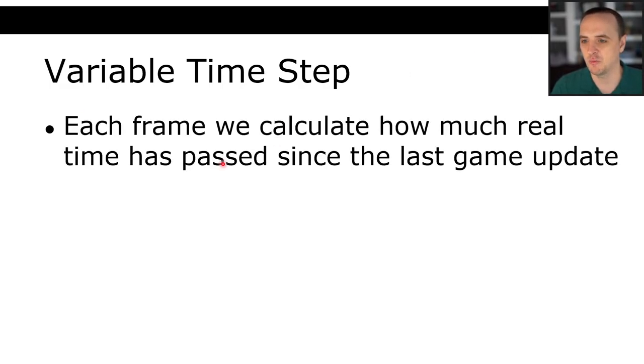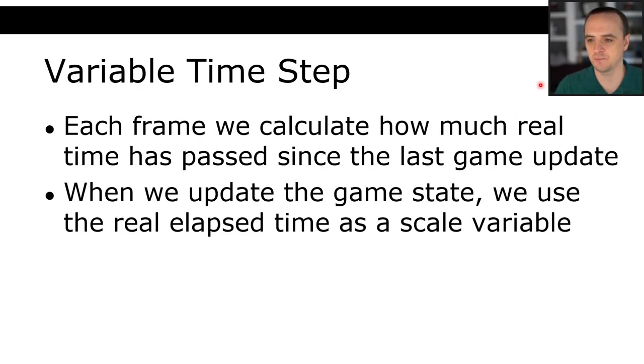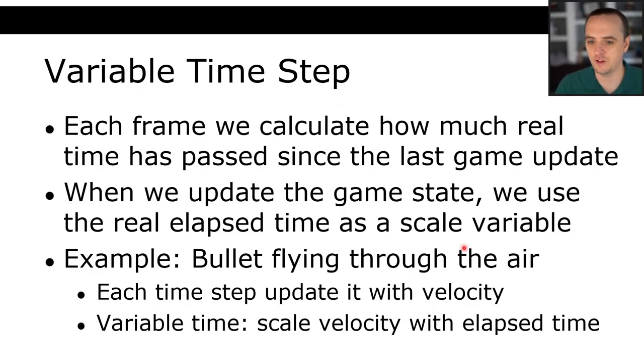So each frame, we're going to calculate how much real time, like actual universe computation time, has passed since the last game update. And when we update the game state, we use the real elapsed time as a scaling variable. So for example, if we have a bullet flying through the air, each time step, you update it with the velocity, right? That's what we were doing before, so it just moves 8 pixels per frame. But with a variable time scale, you are going to scale the velocity with the elapsed time. So you're just going to multiply how fast it goes by the amount of time that the real world took to calculate that.